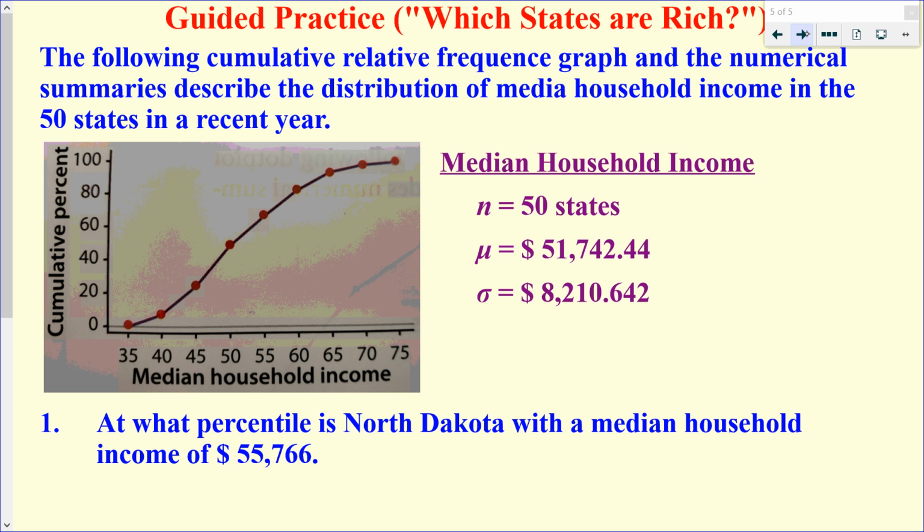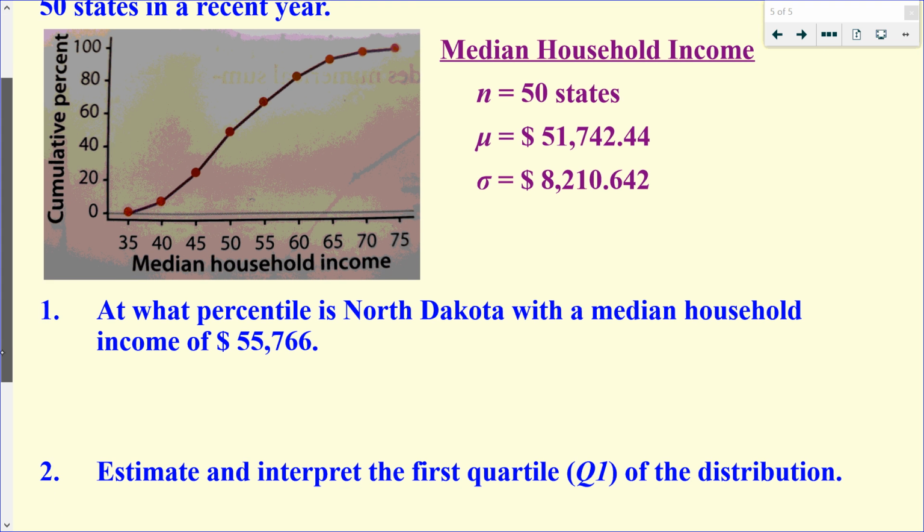Here we're looking at the median household income of the 50 states. You can see the graph, and they've also provided us some of the data, giving us the order and the mean, mu, and the standard deviation, sigma. So our first question is, what percentile is North Dakota with a median household income of $55,776?